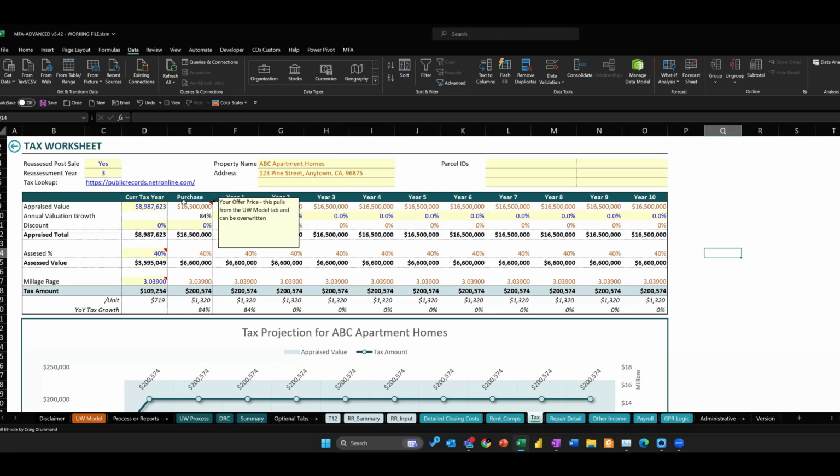They might have a certain cadence. Maybe every third year they do a reassessment. Then you want to understand at what year in that cycle they are in. You need to understand their taxing strategy.